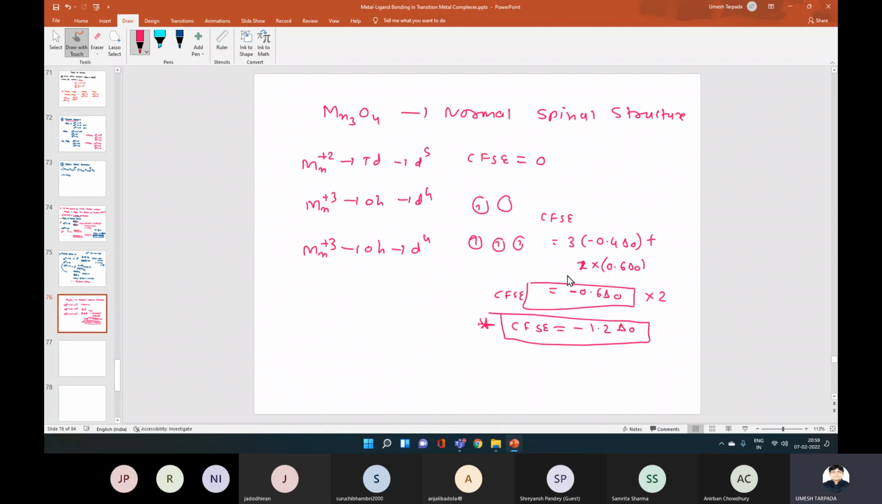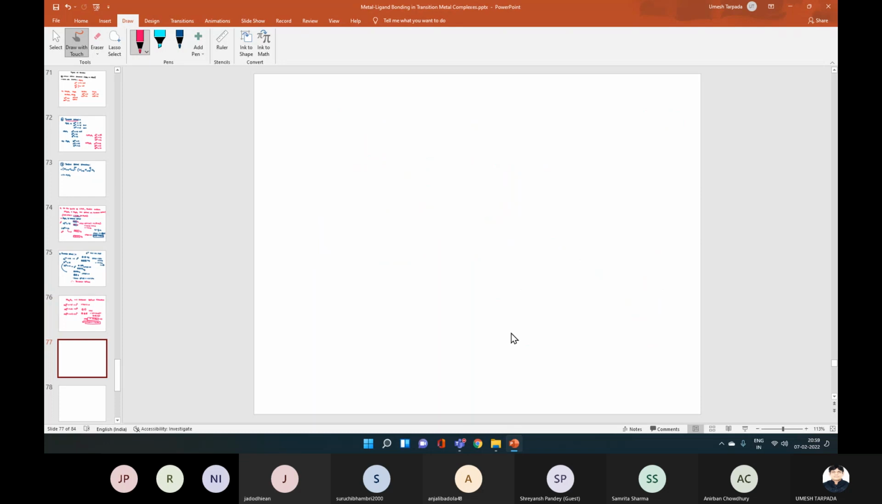Now after that, we move to the isolobal analogy, whether a given structure is isolobal. And then we go for color spectra. So the isolobal principle.